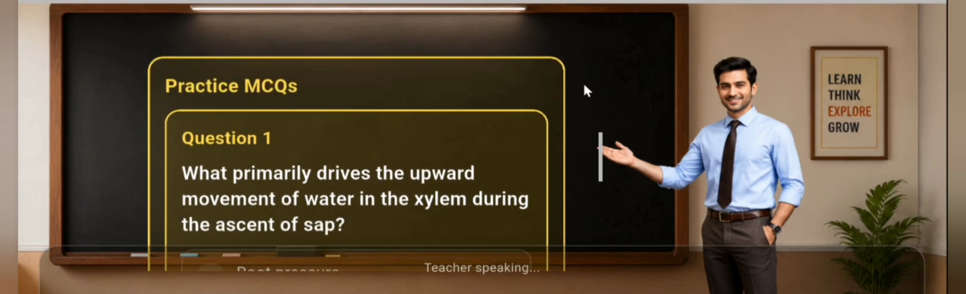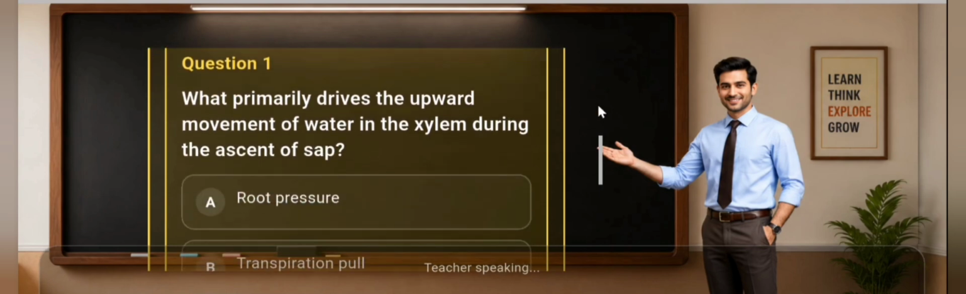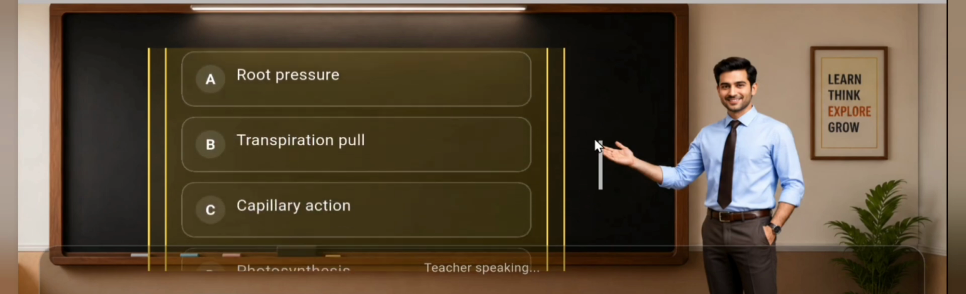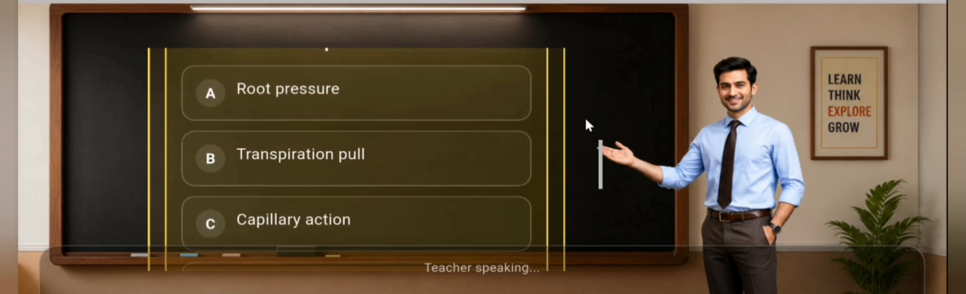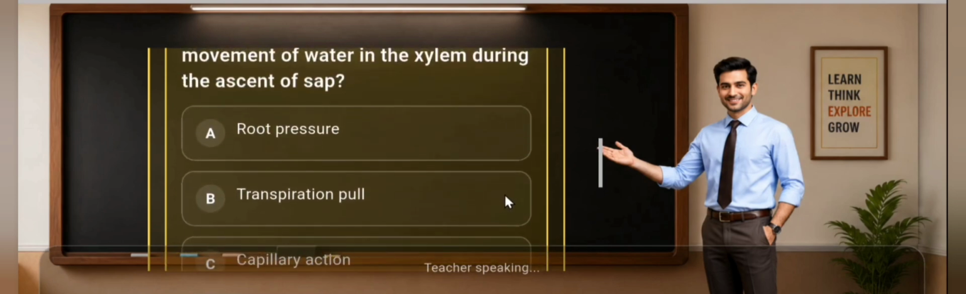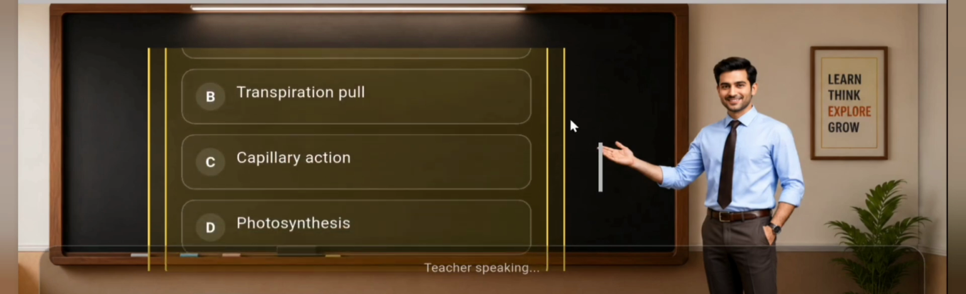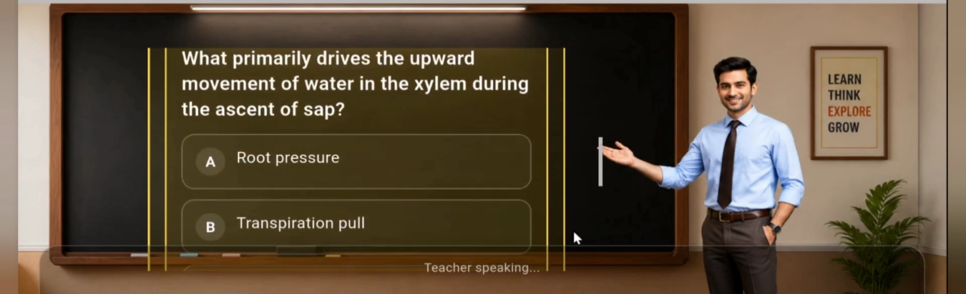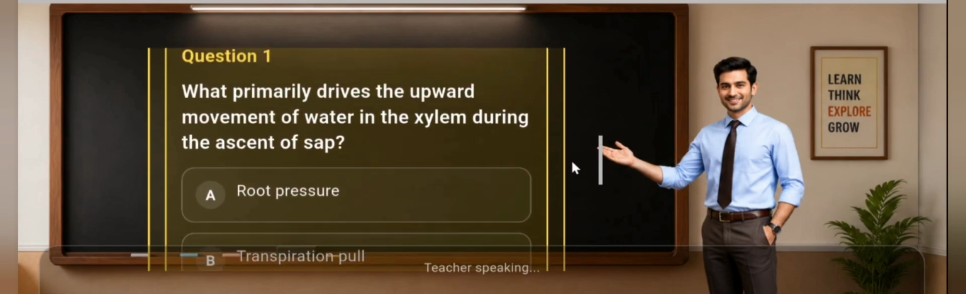Question 1. What primarily drives the upward movement of water in the xylem during the ascent of sap? Take 5 seconds to think. The options are A. Root pressure, B. Transpiration pull, C. Capillary action, D. Photosynthesis. Now look at the options carefully.